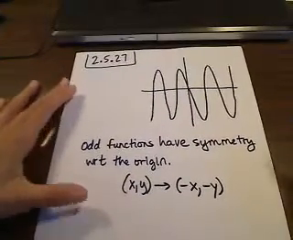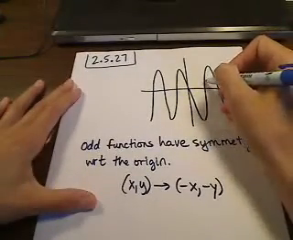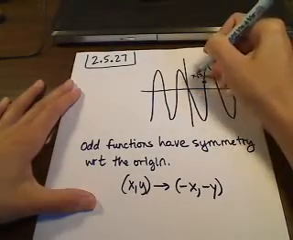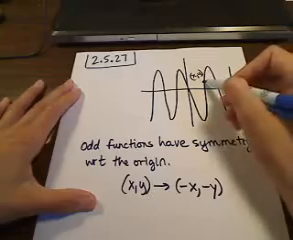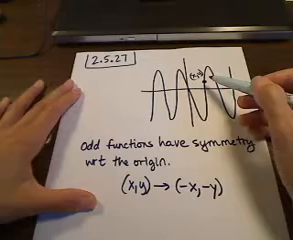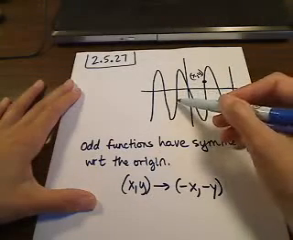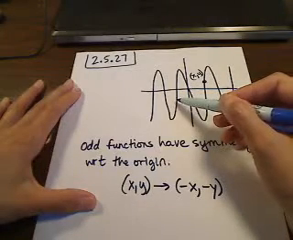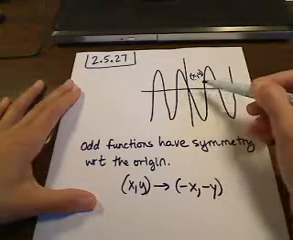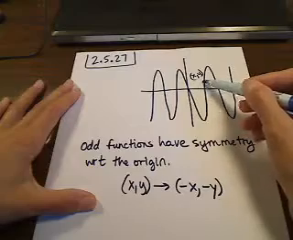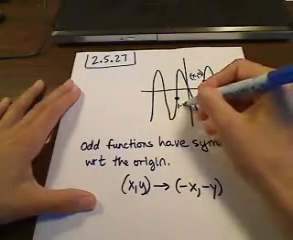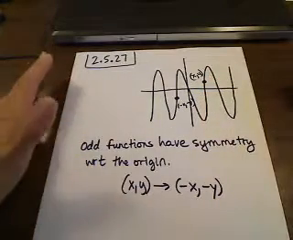Okay, so for instance, let's just say that point right there is some point x, y. If I took the opposite of the x and the opposite of the y, and that point was also on the graph of my function, then that would be odd because it would have symmetry with respect to the origin. So you can see here that this would correspond to a negative x, negative y down here. Now there's no coordinates here, so you might say, well, how do you know that?